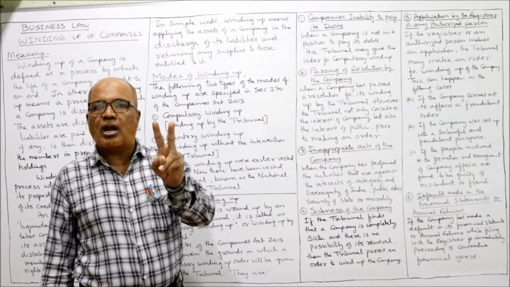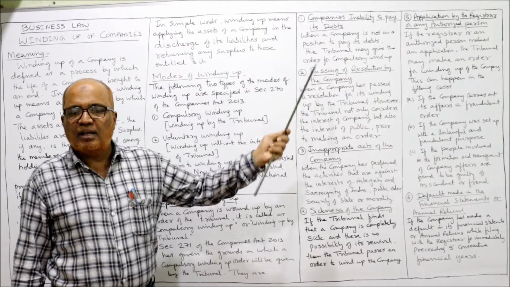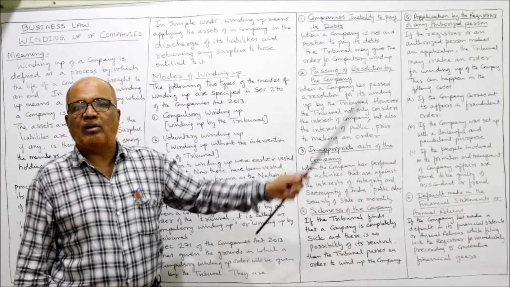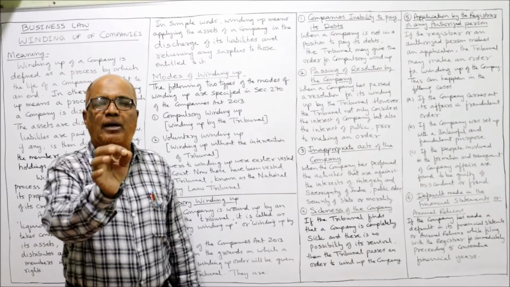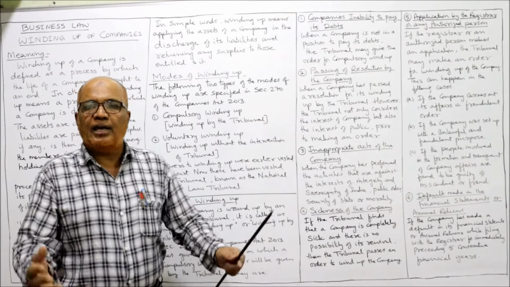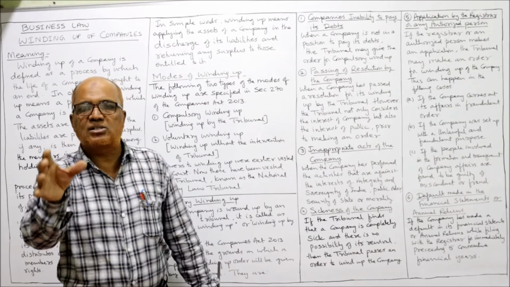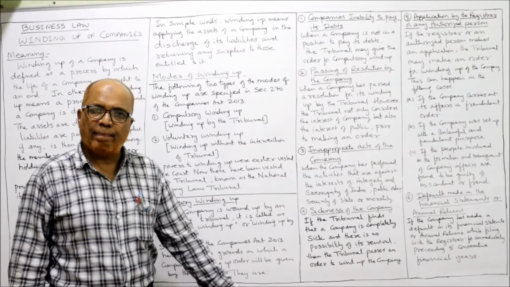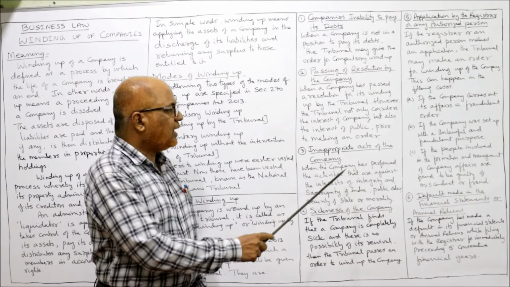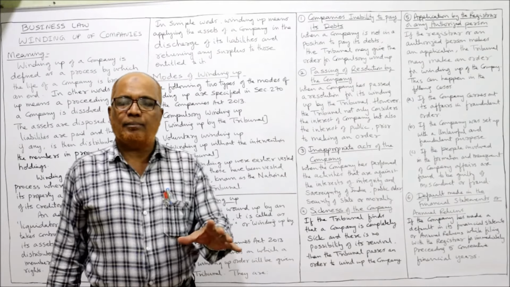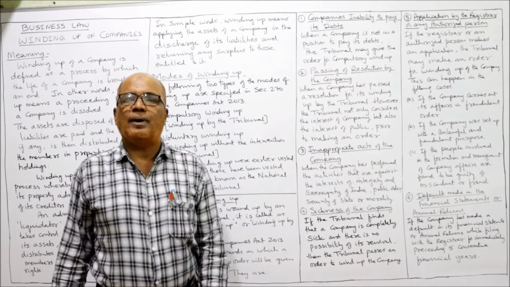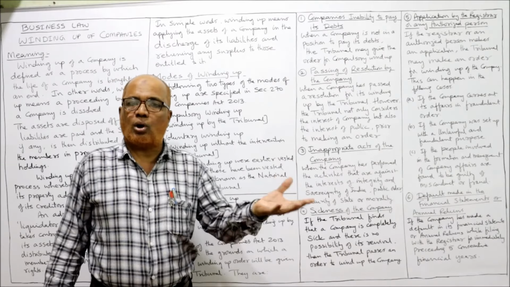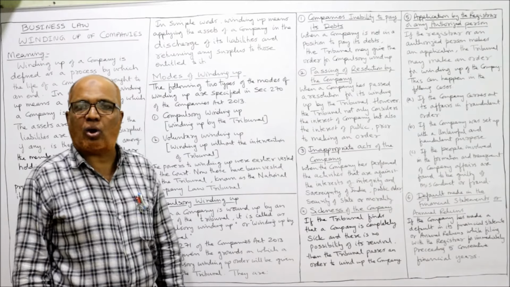So I have explained two grounds. First, the tribunal may order compulsory winding up if it finds that the company is unable to pay its debts. Secondly, if the company itself passes a resolution asking the tribunal to order compulsory winding up. The third case is inappropriate acts of the company. Sometimes the activities of the company are inappropriate or fraudulent. In that case also the tribunal may pass the order of winding up.